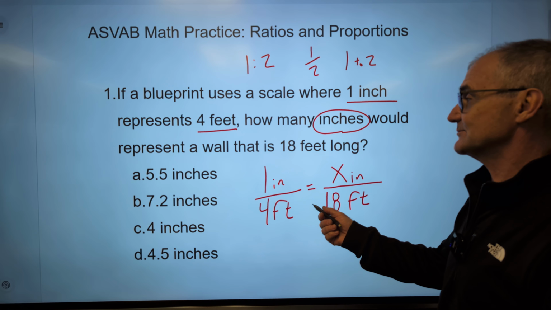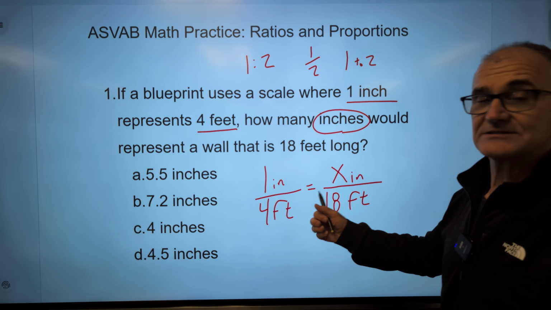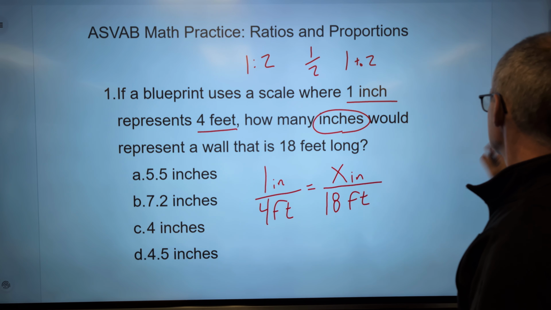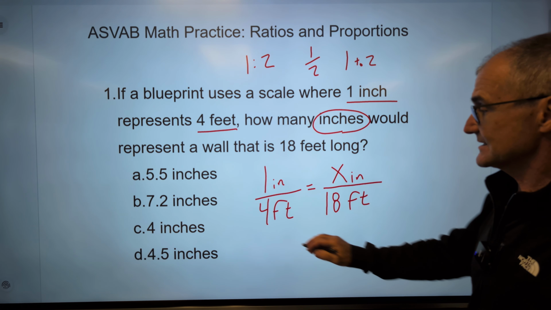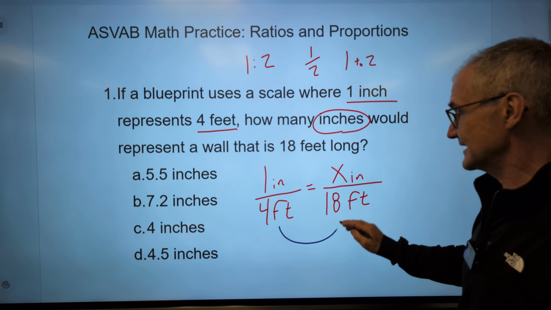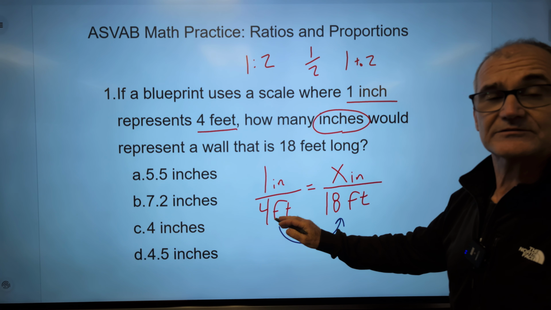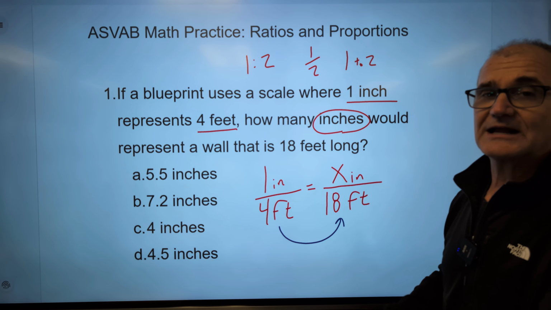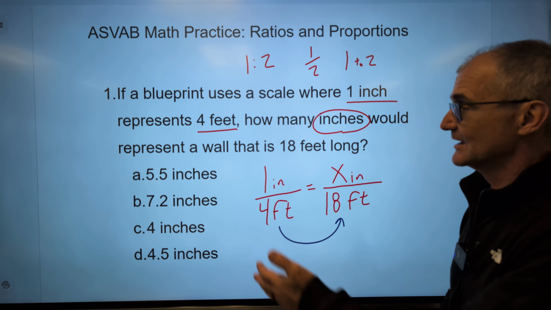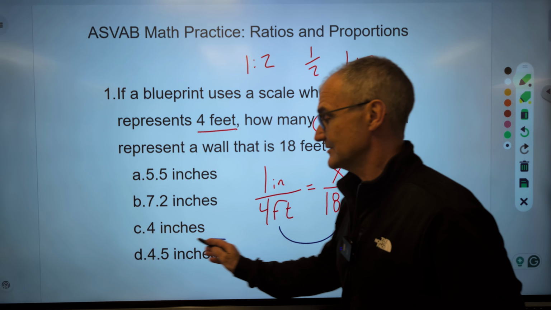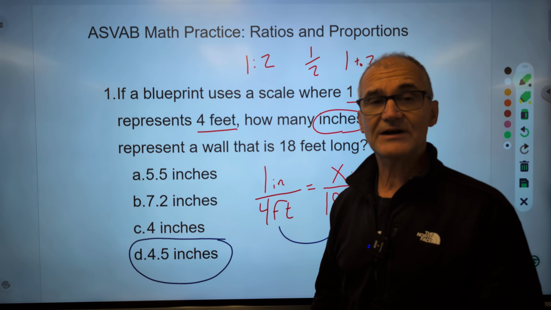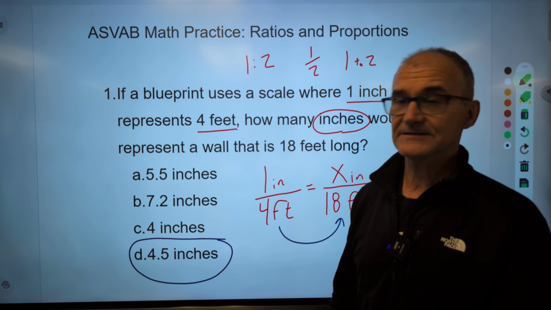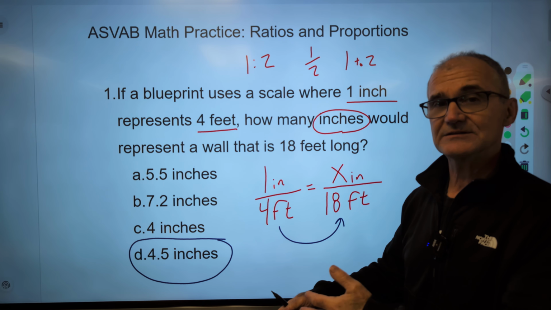Okay, so now that I have this proportion, I could just look at it and see if I could figure it out. I could say, well, how do I get from 4 feet to 18 feet? Well, 4 times 4 is 16. 4 times 5 is 20. So it has to be a number between 4 and 5. I look over at my answers. There is only one answer between 4 and 5, so it has to be answer D. So that's the tip or trick to do this.